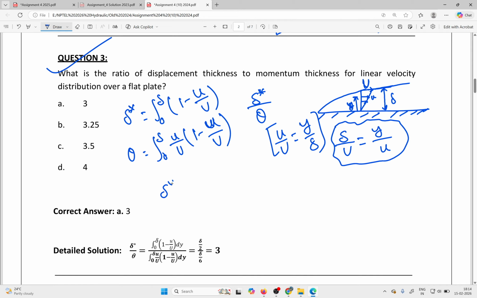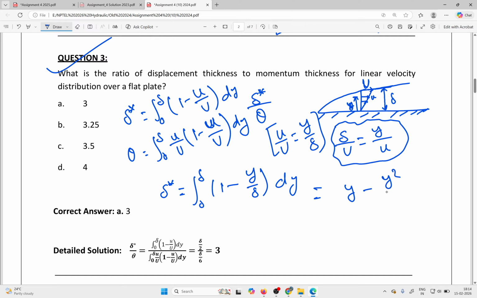So let me first calculate the displacement thickness. The integral from 0 to delta of 1 minus y by delta, with dy. Okay, now y minus y square by delta, with the limit 0 to delta. So finally you will get delta minus delta square by delta, so delta by 2.